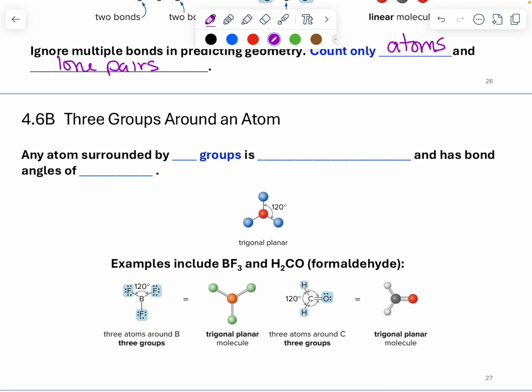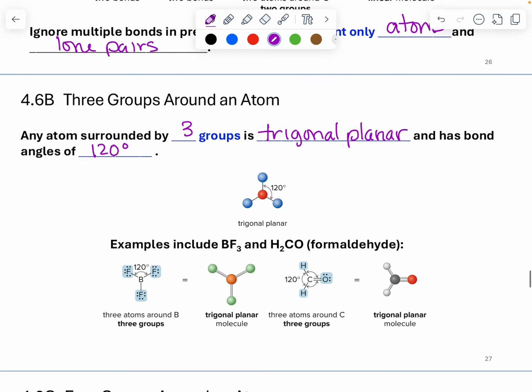So any atom surrounded by 3 groups is trigonal planar, and it has a bond angle of 120 degrees. So again, it doesn't matter if they're single bonds or double bonds, as long as the atom is surrounded by 3 groups, then you get the trigonal planar shape. Here are 3 other examples.